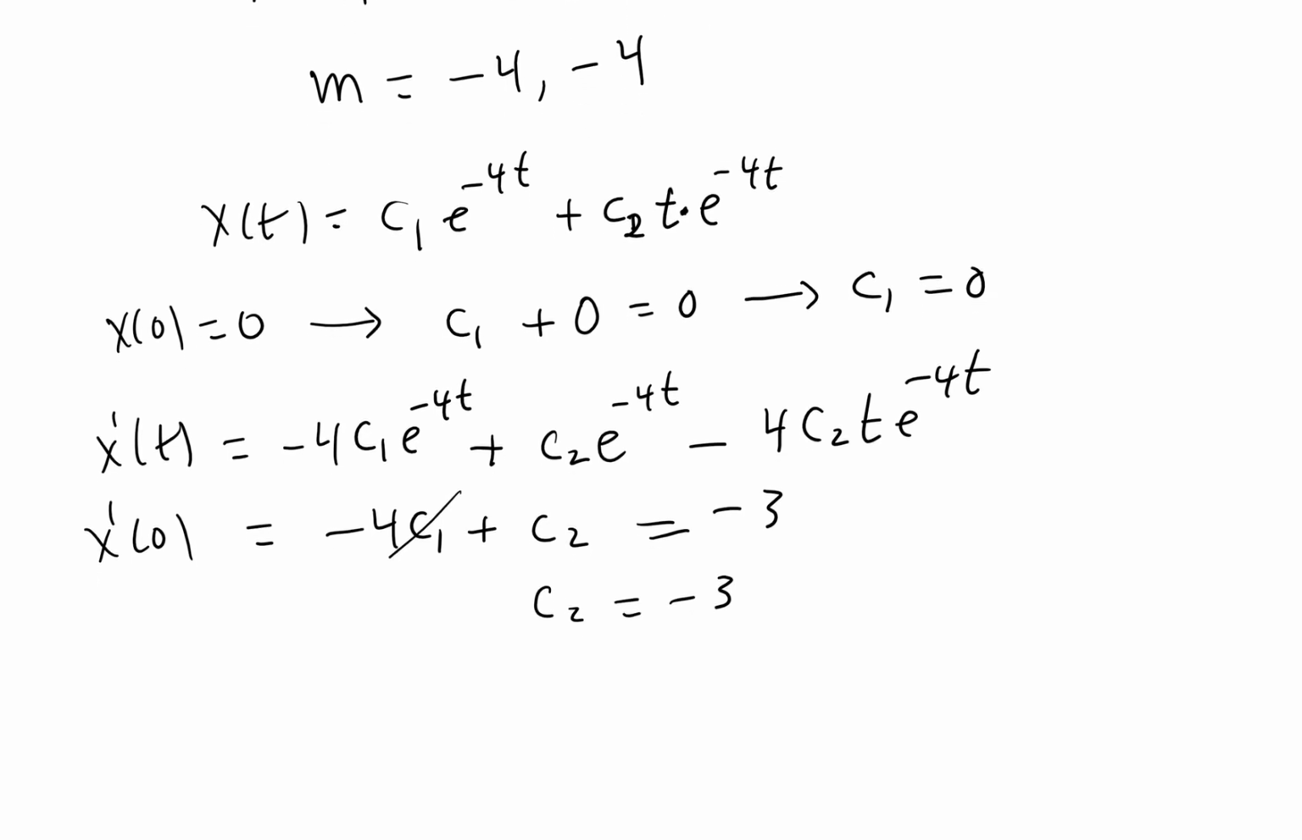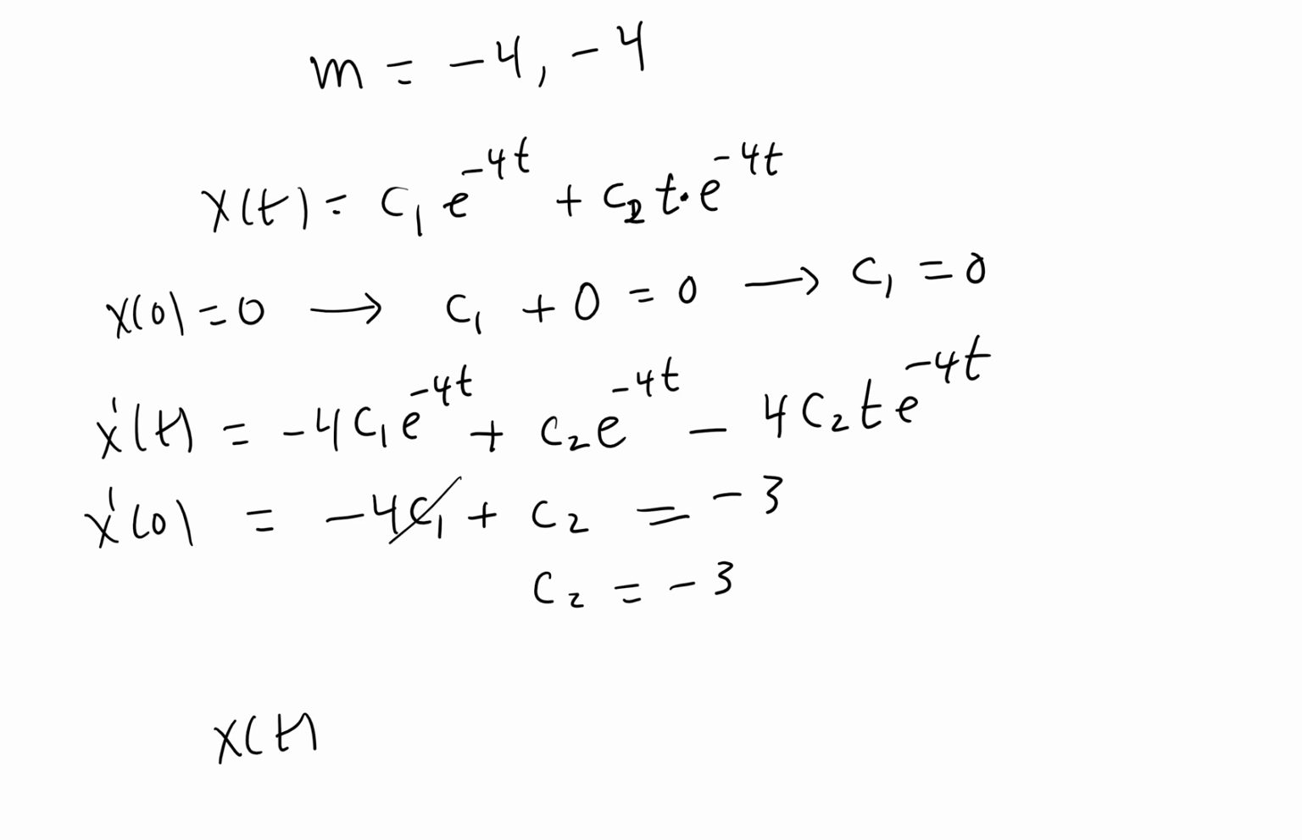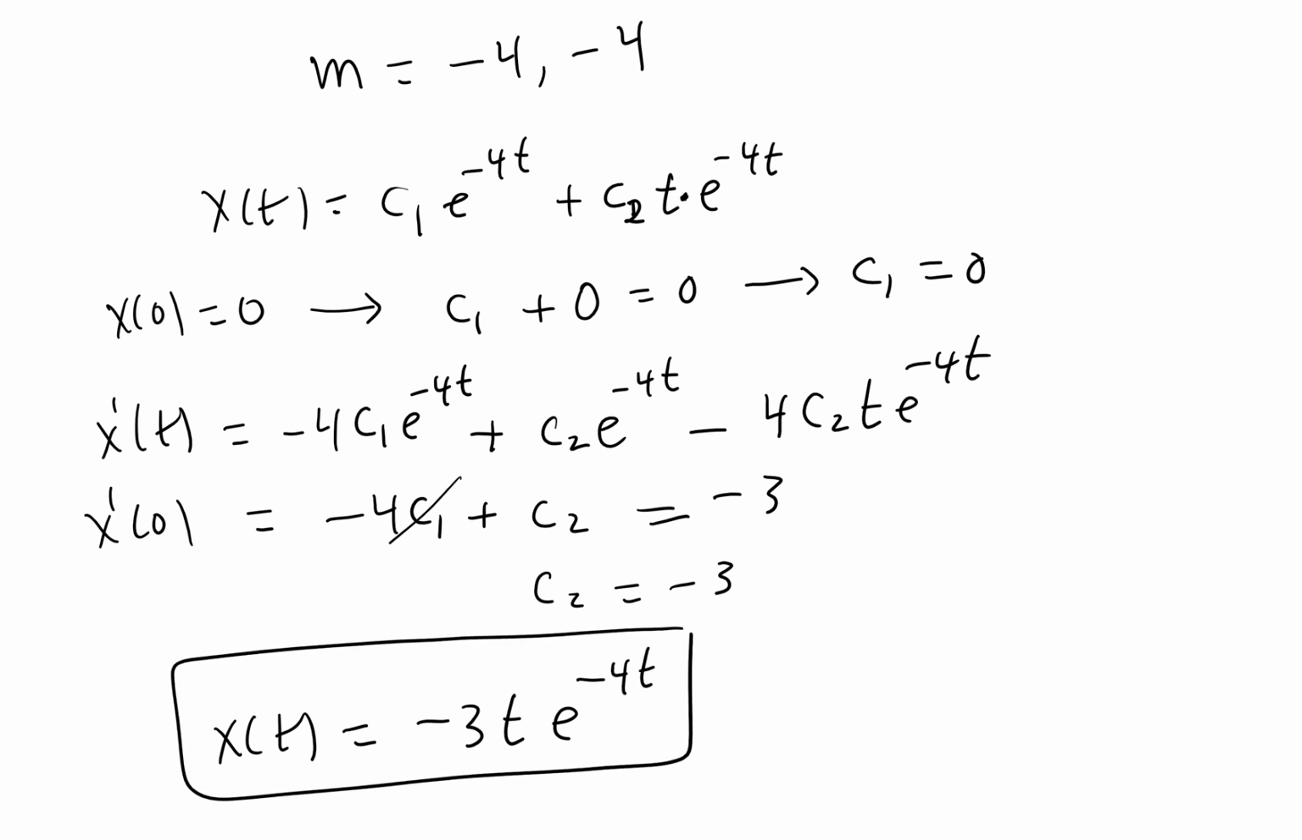Then I substitute them back into x of t. So the solution would be, c1 is gone, c2 is -3, so x of t equals -3 t e^(-4t). That's the solution. You may graph it and see how the graph looks. This is a repeated root, so you expect the graph to oscillate a little bit. That was the second case.